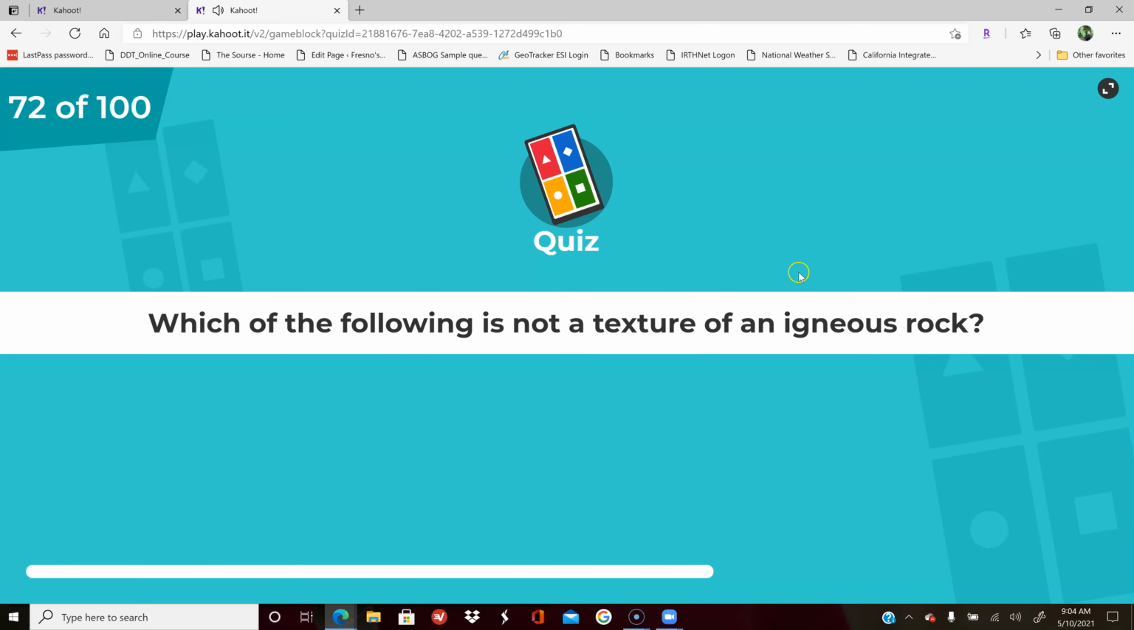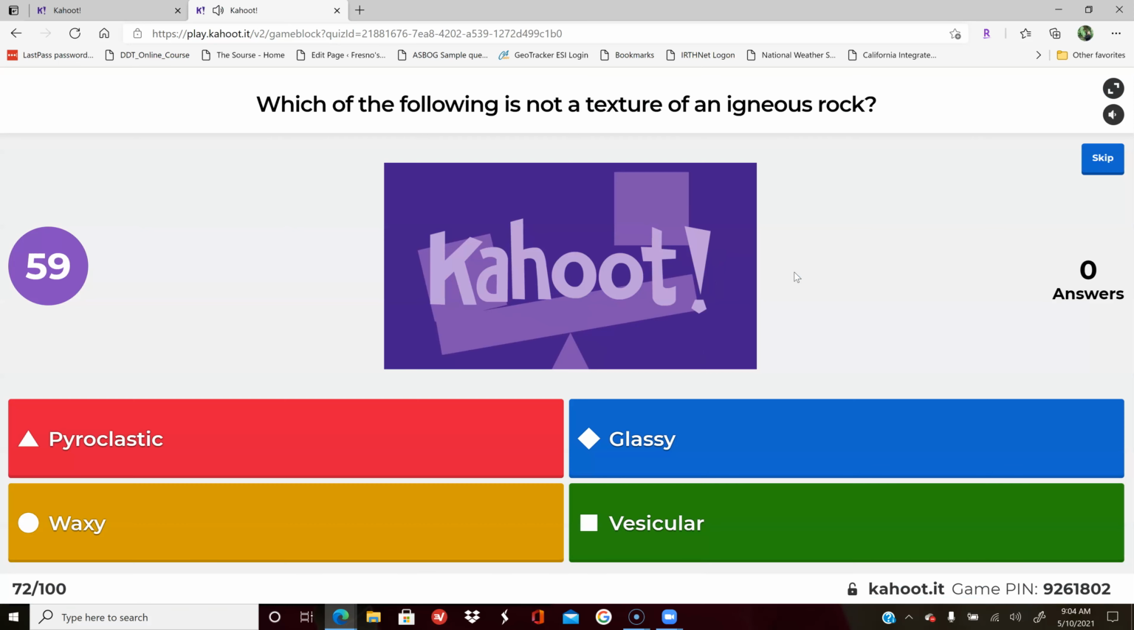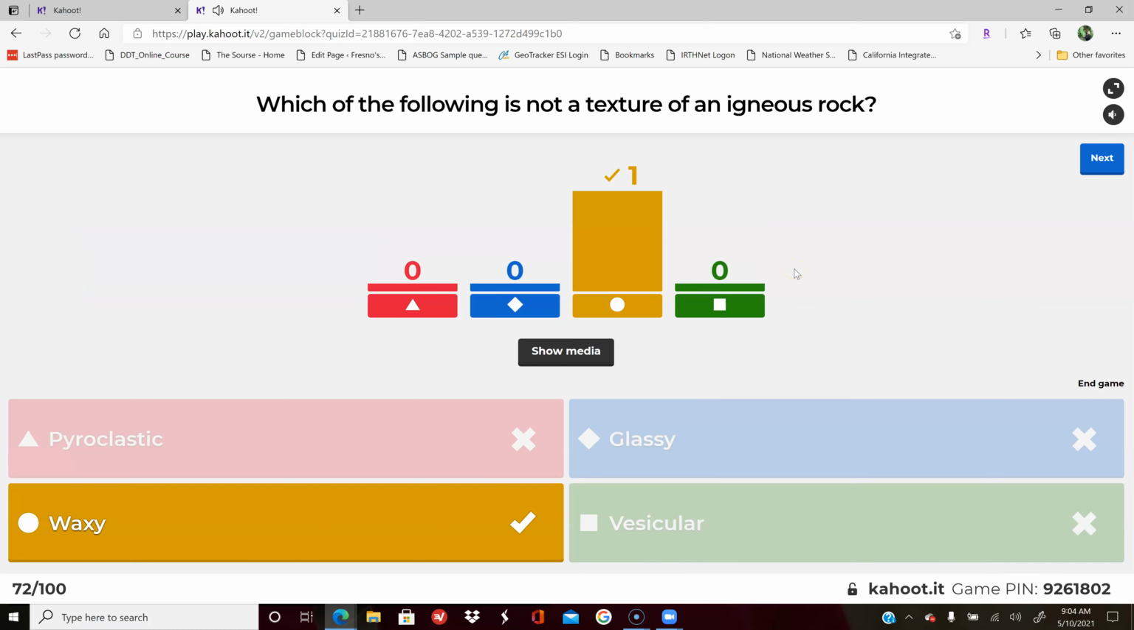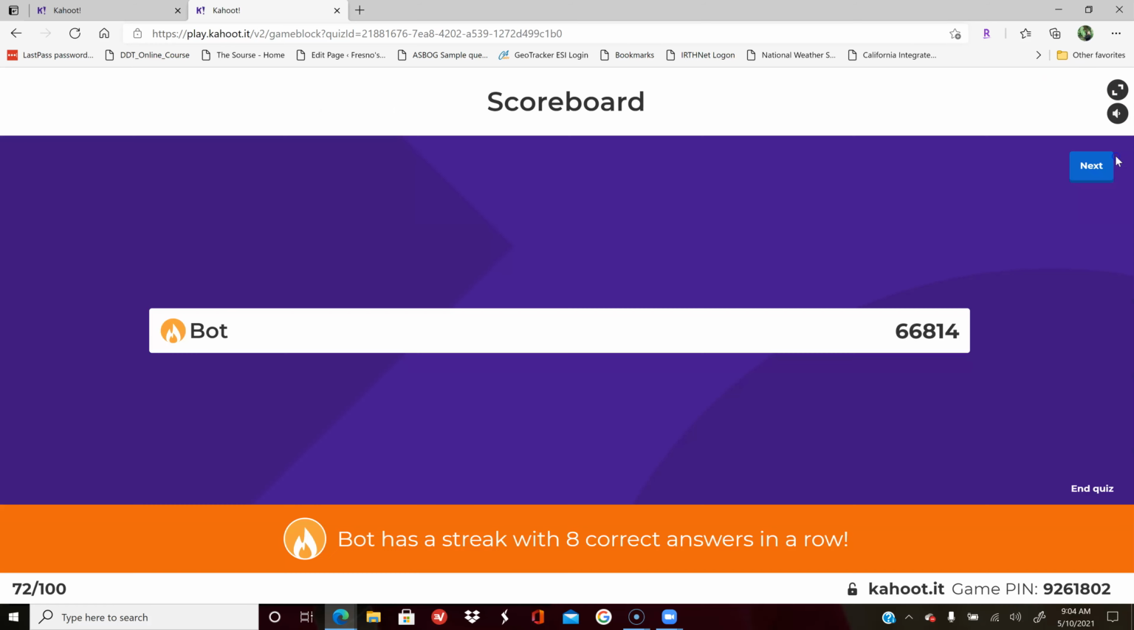Which of the following is not a texture of an igneous rock? Pyroclastic, glassy, waxy, vesicular. Waxy. Waxy is a luster term for minerals, but it is not a texture of an igneous rock.